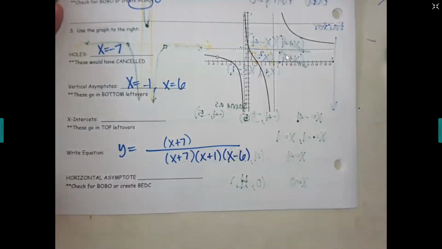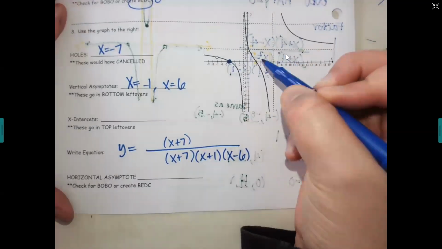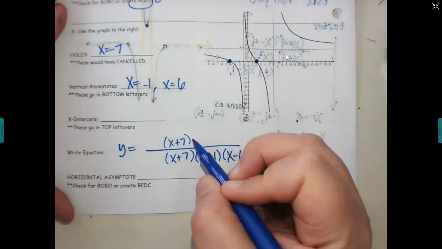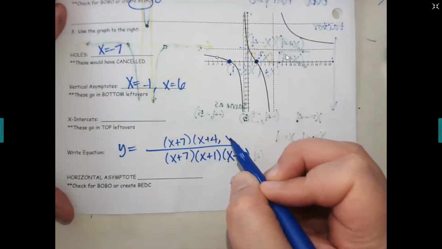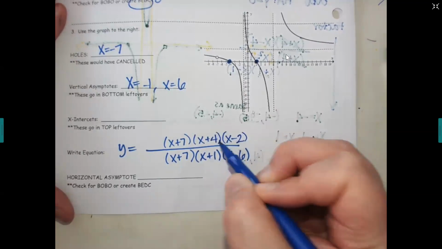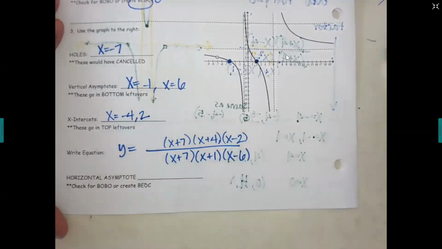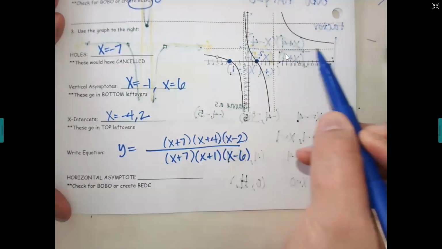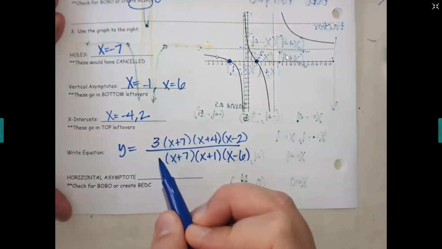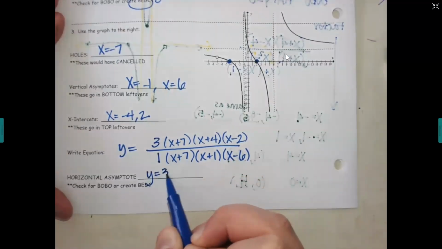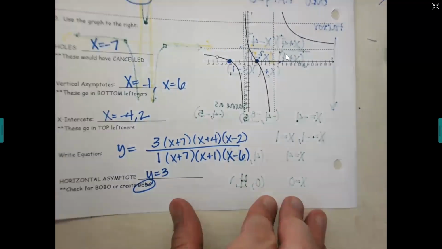Okay, x-intercepts are where it hits the x-axis. Where does it hit the x-axis this time? -4 and 2, which means it'll be an x plus 4 and an x minus 2. Okay, last thing, your horizontal asymptote. Okay, what are my ends flattening out towards? What's this number at? 3. So then I'm gonna put 3 over 1, so that y equals 3 is my Betsy.